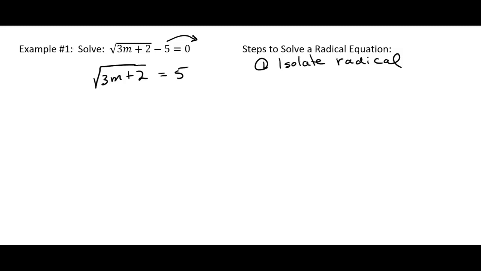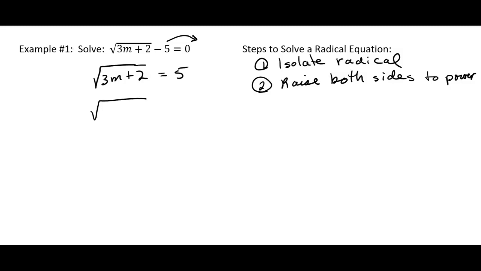Okay, next, you want to raise both sides to some power, some exponent. And it's going to go by the index that you have on your radical. So if you have a square root, you're going to square both sides. If you have a cube root, you're going to cube both sides. If you have a fourth root, you're going to raise both sides to the 4th power. Okay, so I'm going to rewrite this. You don't have to. A lot of times we don't rewrite it, but I'll do it this time so you can see what's going on.